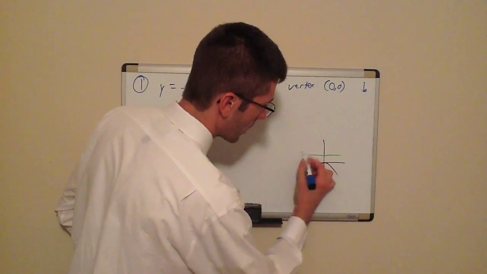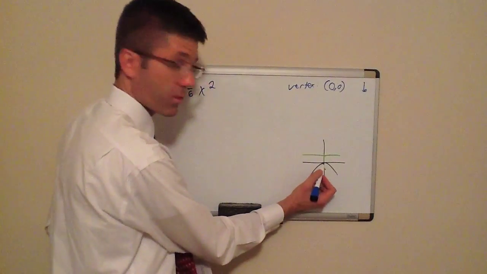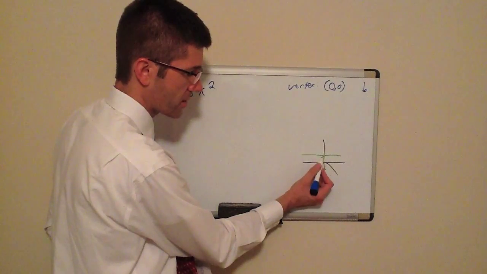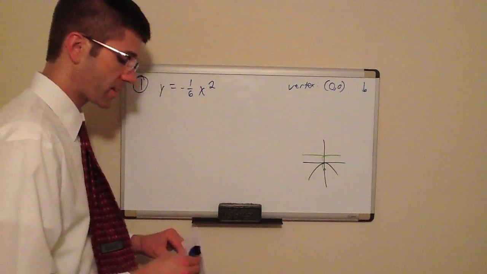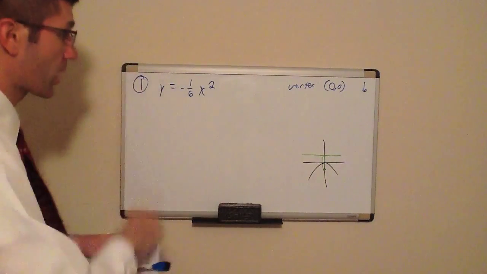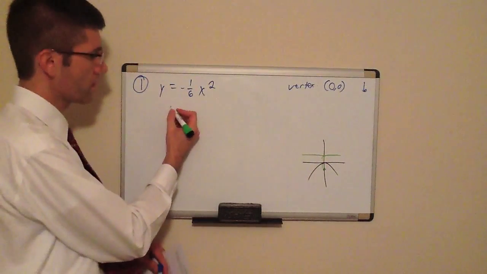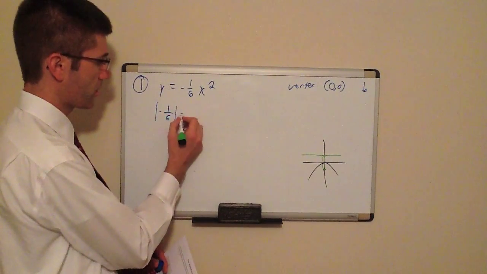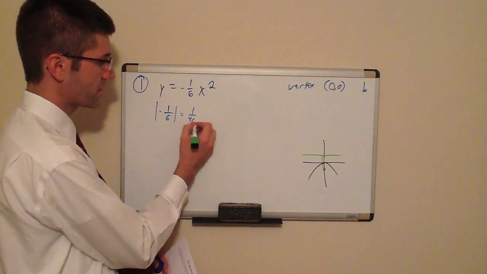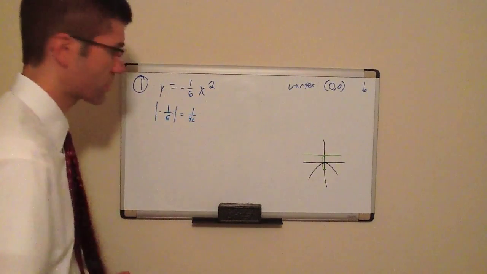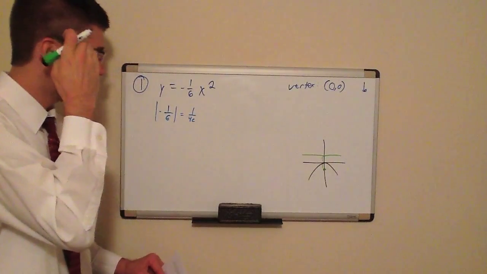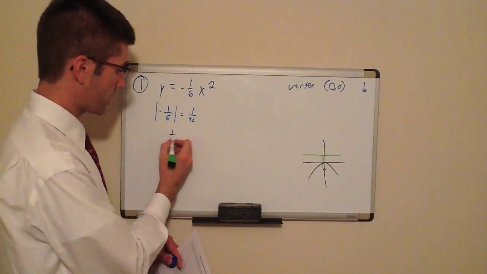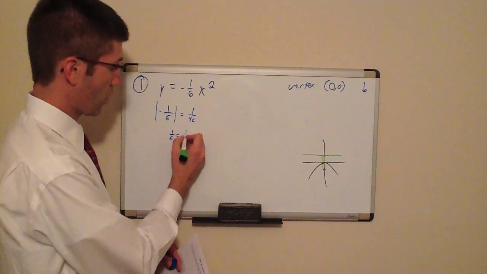Basically, this distance from vertex to focus is the same distance there. So we need to figure out what that distance is, and you know that formula. So 1/6, actually let's put it in the bars, is equal to 1/4 times c, and c is that focal length. Sometimes it's called a, sometimes it's called c. I'm going to call it c. The absolute value makes it positive, so we have 1/6 equals 1/4c.